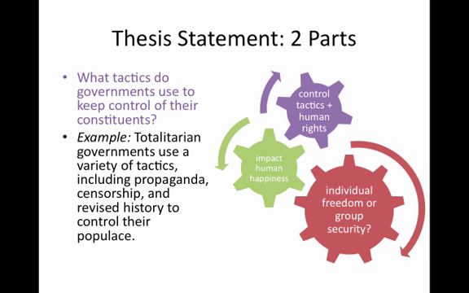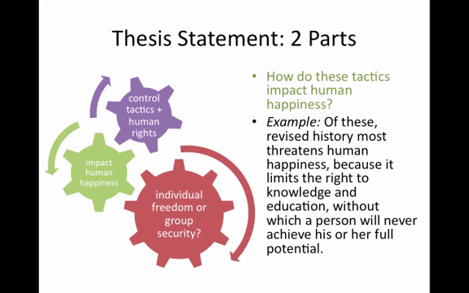Your thesis statement is going to have two parts, and they're going to address the purple and the green. So first, what tactics do governments use to keep control of their constituents? This would be the first part of my thesis statement, answering that purple question. Totalitarian governments use a variety of tactics, including propaganda, censorship, and revised history to control their populace. So it's a pretty simple sentence just listing the three control tactics that you're going to talk about.